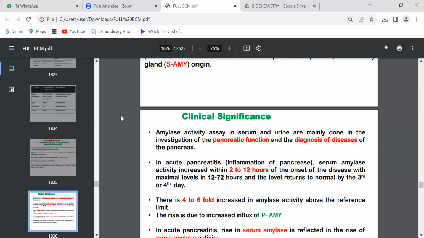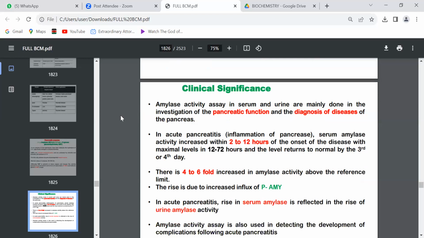And then you also need to check, okay, we are saying there's an increase. Is the increase significant enough to warrant an investigation into the functioning of that organ? If there is an increase of 4 to 6 folds, then of course you would go ahead and check.